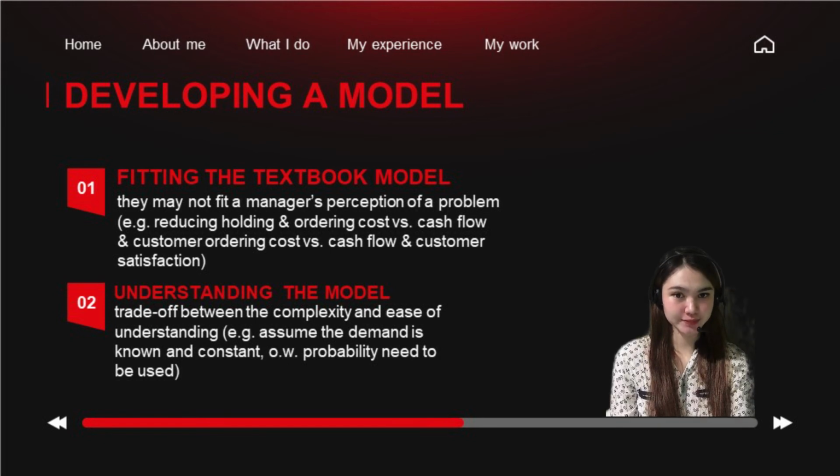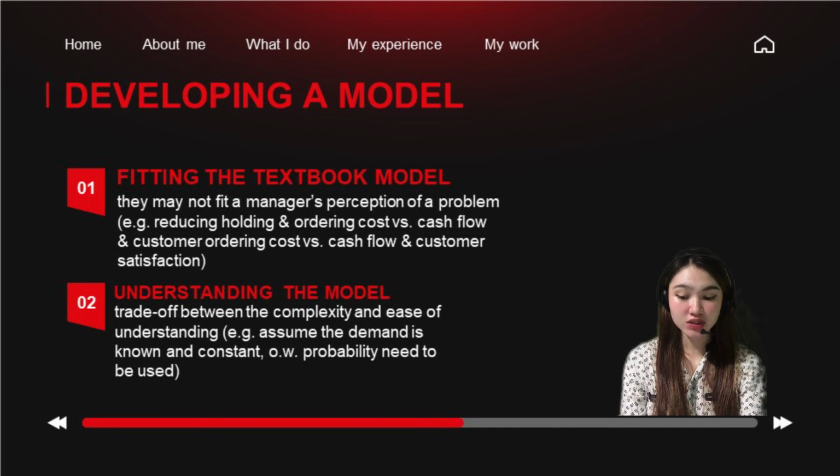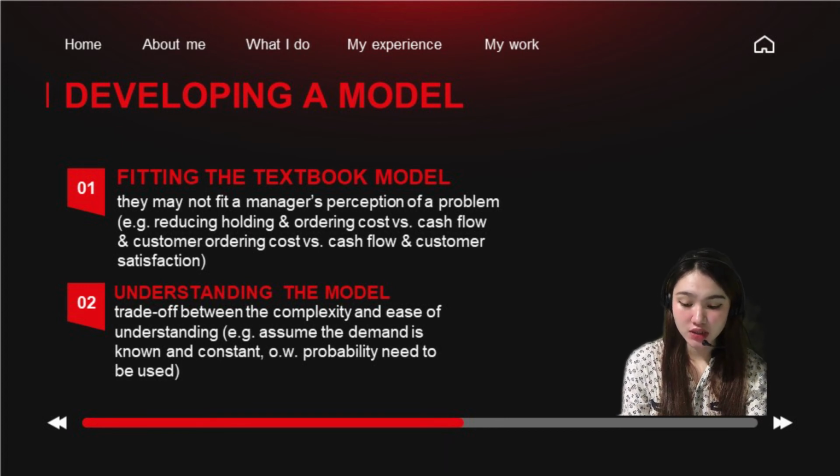Understanding the model. The trade-off between the model's complexity and its simplicity of comprehension is a second important challenge. Managers will simply not use the results of a model they are unfamiliar with. Sophisticated problems, on the other hand, necessitate complex models. To make the model easier to grasp, one trade-off is to simplify assumptions. The model loses some of its realism, but it gains some managerial acceptance.